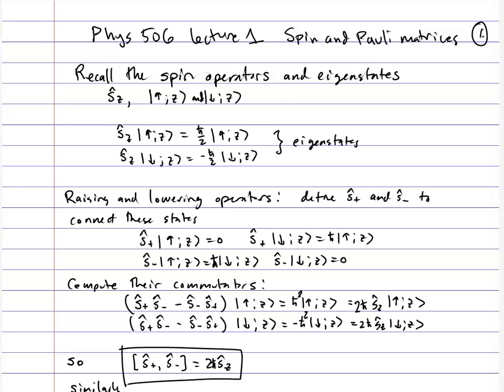Welcome to Lecture 1 of Physics 506. This first lecture is going to be a review of spin and Pauli matrices. I'm going to go through the material fairly quickly because this is material that you should know.